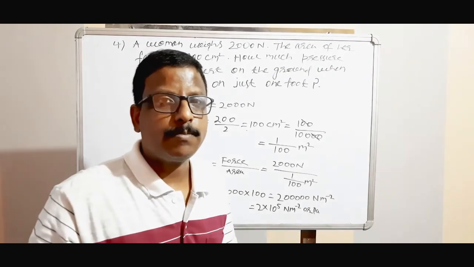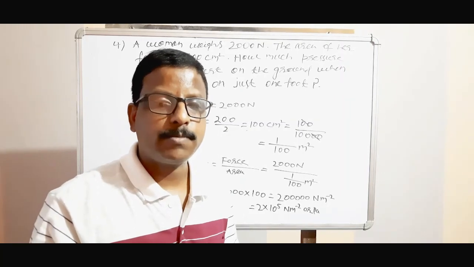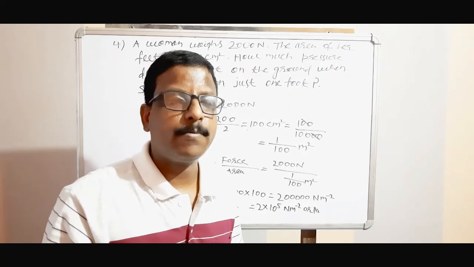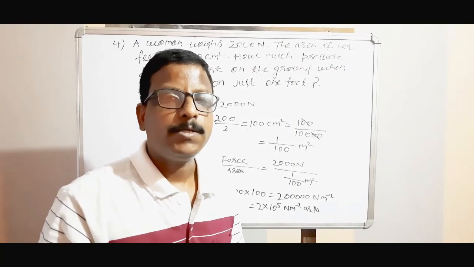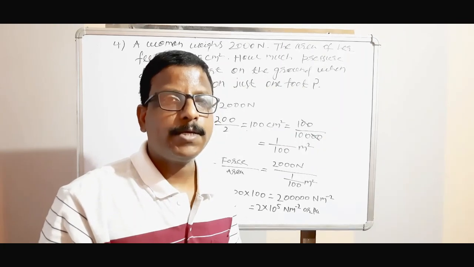Understood? So this type of numerical, different types of numerical I have done. Some extra numericals from the exercise I will also give in PDF form. You will solve them at home. Still if you have any doubt, you can ask me on my WhatsApp number. Okay? Thank you.